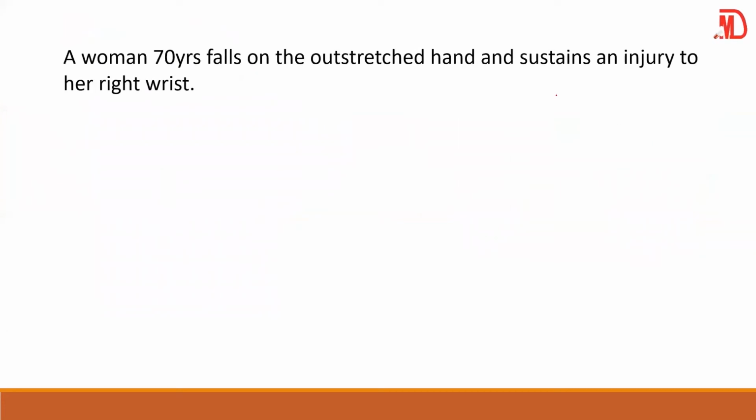So a 70-year-old woman falls on an outstretched hand. When we say outstretched hand, I don't know how to say it better, but don't worry, I'll show you a diagram. And she sustains an injury to her right wrist.